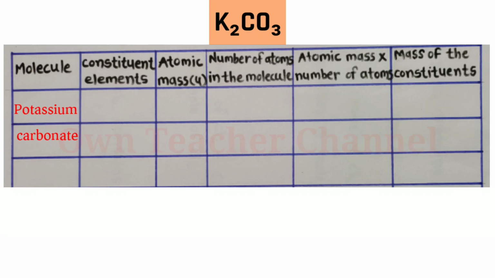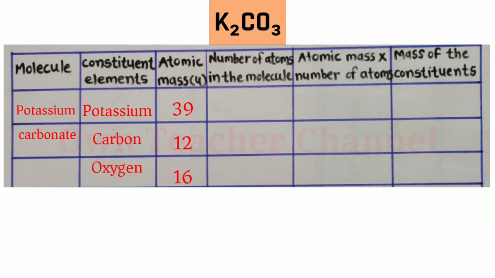Molecule: potassium carbonate. Constituent elements: potassium, carbon, oxygen. Atomic mass: potassium 39, carbon 12, oxygen 16. Number of atoms in the molecule: potassium 2, carbon 1, oxygen 3.